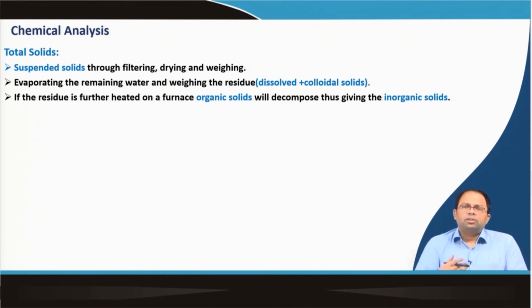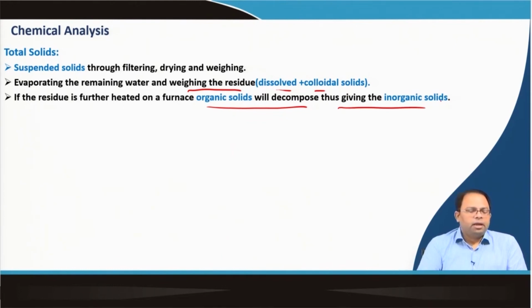Whatever is not caught by the filter paper, we can get by evaporating the remaining water and weighing the residue. So this contains both dissolved and colloidal solids, and this residue could be further heated in a furnace where organic solids will decompose and only the inorganic solids will be left, right. So these are the two ways we can determine the total amount of solids in a particular sample.